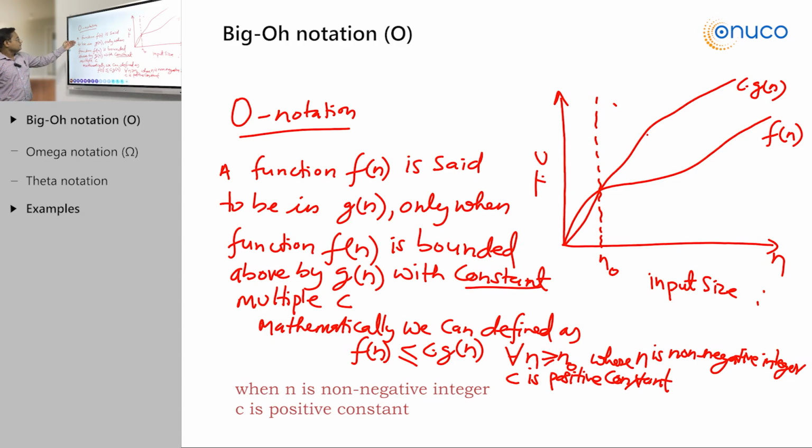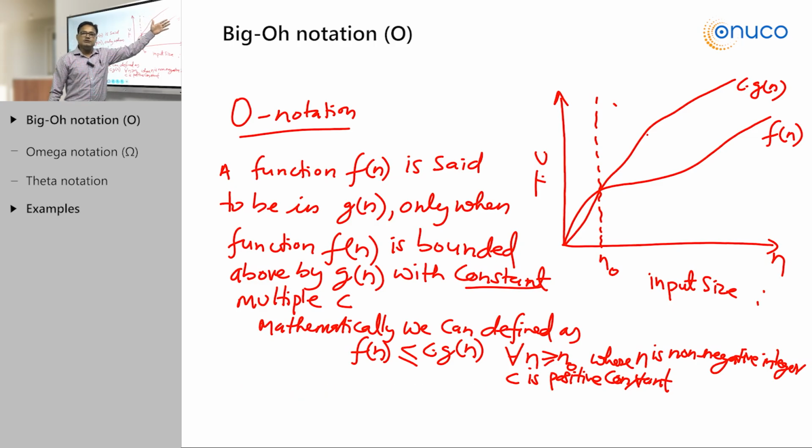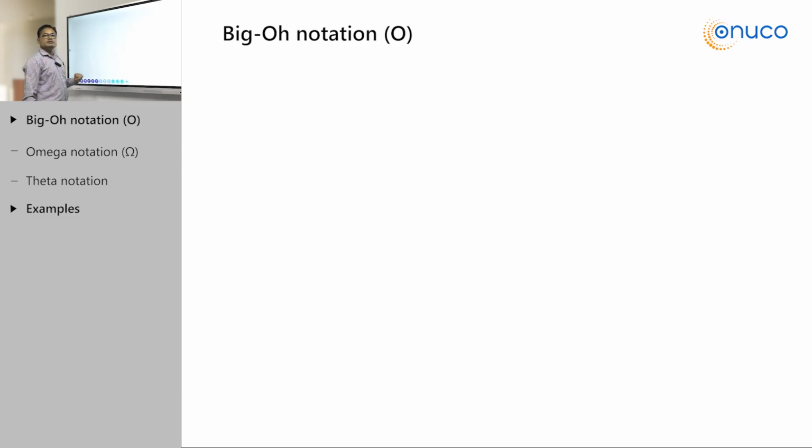So friends, based on the diagrams, we can easily describe it. f of n is bounded above by function g of n with constant multiple c for all the values of n greater than n naught. This is the definition of O notation. Now let us discuss an example.